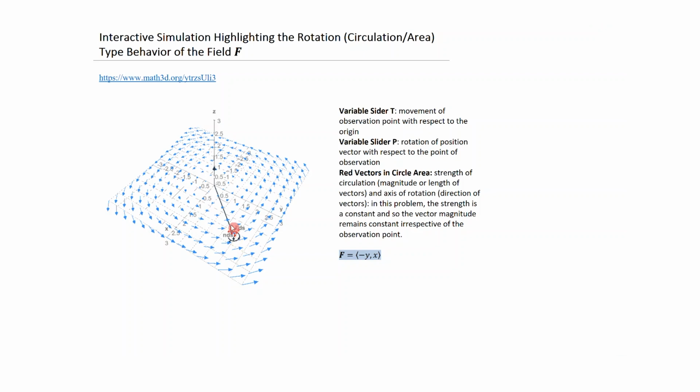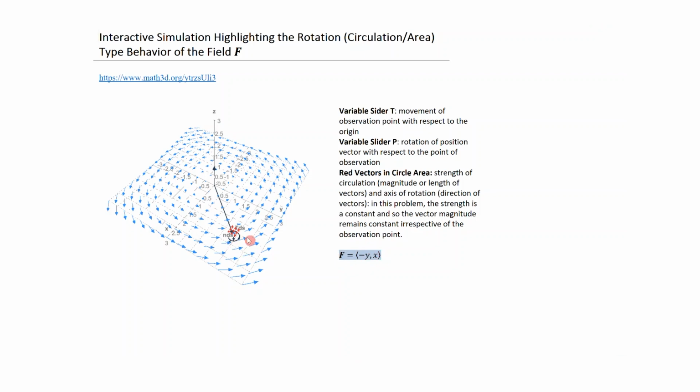The red vectors, which are pointing upwards here, represent the strength of the circulation, which is the magnitude or the length of these red vectors that you see here, and the axis of rotation, which is the direction of the vectors. In this problem, the strength is a constant, which means the magnitude of these vectors is independent of where you may position this little circle on the xy plane. So this is again peculiar to the fact that it's a linear field.